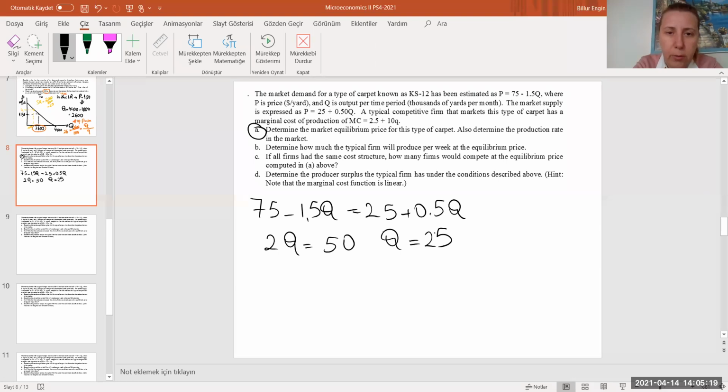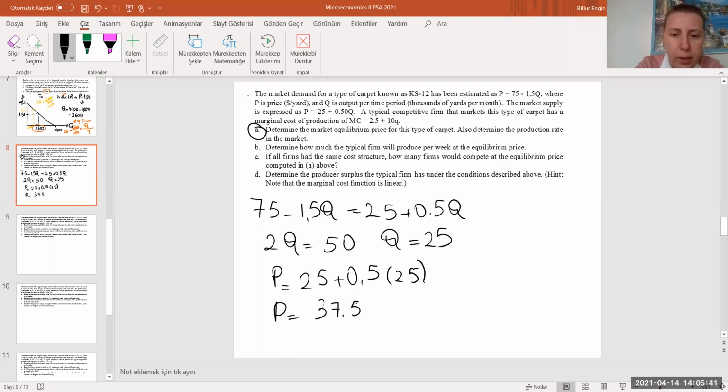And what else? What is the price? Of course, we will put this 25 to find the price. P equal to, for example, 25 plus 0.5 times 25. So equilibrium price is 37.5, I think. And let's draw this situation.